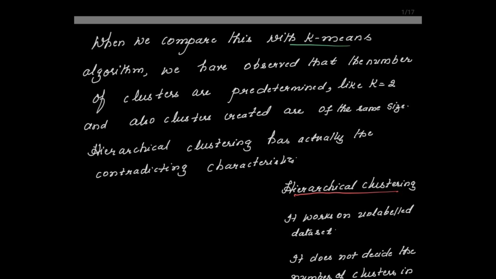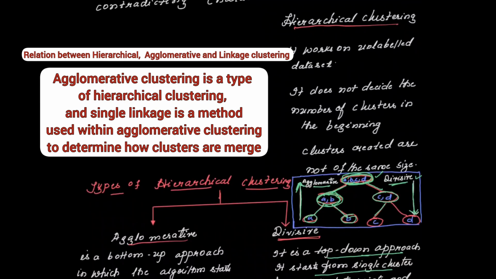When we compare this with the k-means algorithm, we observed that the number of clusters is predetermined, like k equal to 2, and the clusters created are of the same size. Hierarchical clustering actually has contradicting characteristics. It works on an unlabeled data set. It does not decide the number of clusters in the beginning. Clusters created are also not of the same size.